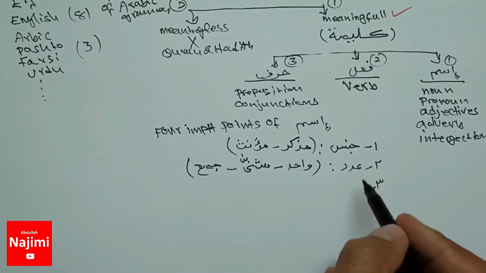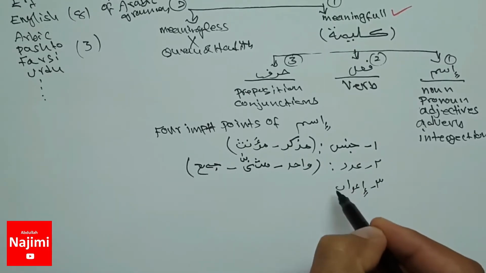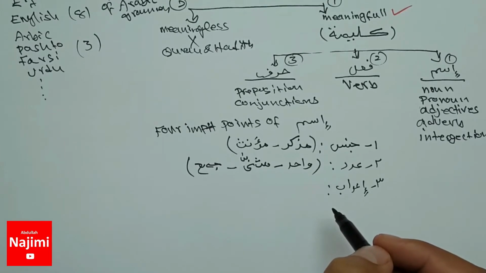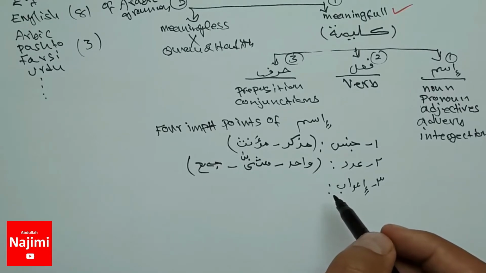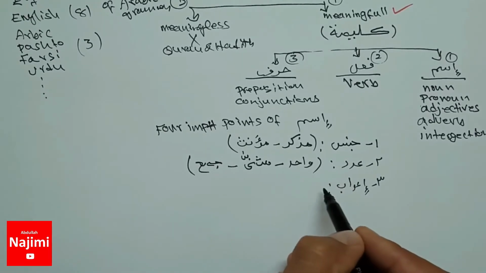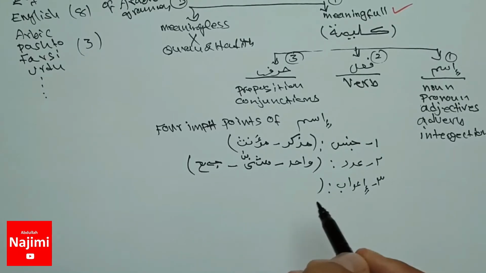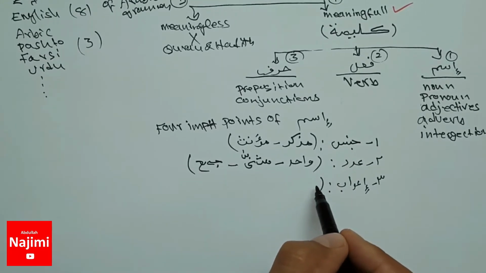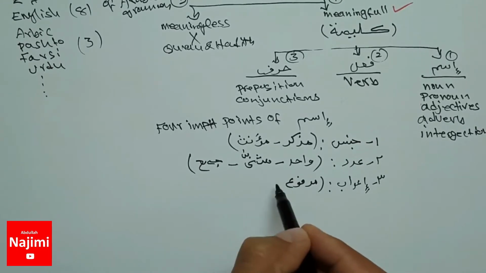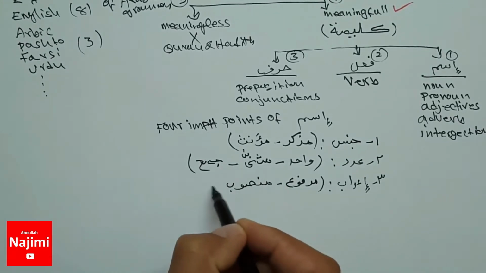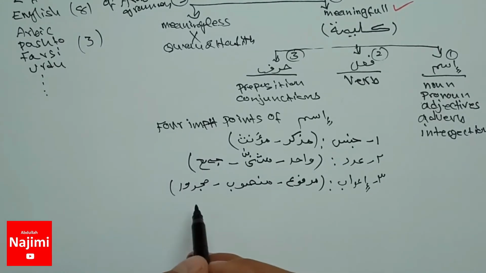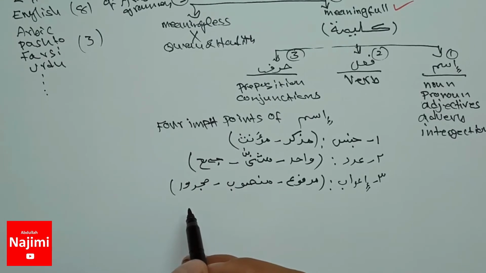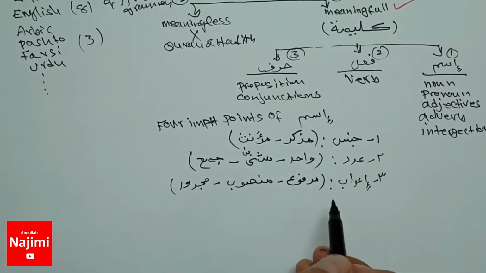So the third point is called i'rab. For understanding purposes, I would say i'rab means harakat. And inshallah, each point will be explained in a different lecture, so don't worry if you don't understand it now, because it is a little bit different. There are 3 points in i'rab: marfu', mansub, majroor. So what are marfu', mansub, and majroor? They are different sounds of an ism, and it will be explained further in the i'rab lecture.